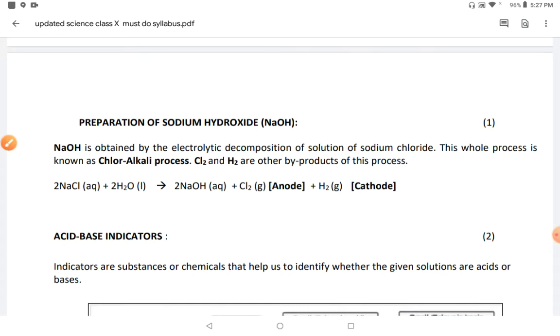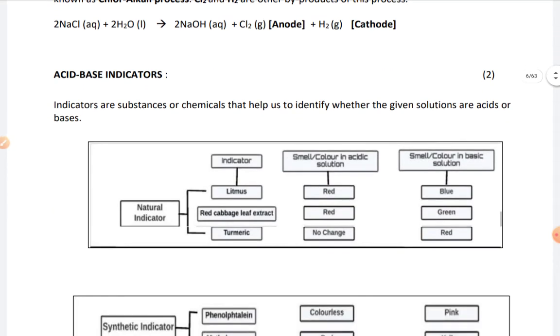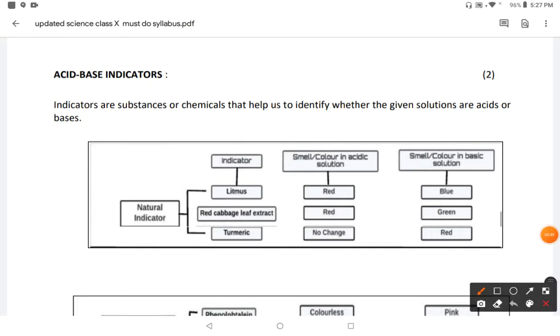Now, what are acid-base indicators? Indicators are substances or chemicals which help us identify whether the given substances are acids or bases. There are two types of indicators. One is natural, the other is artificial or human-made.